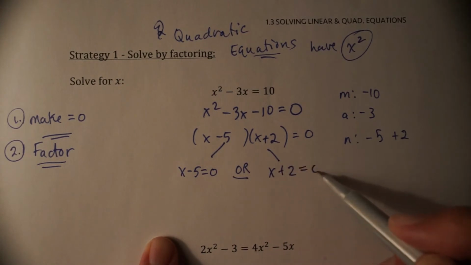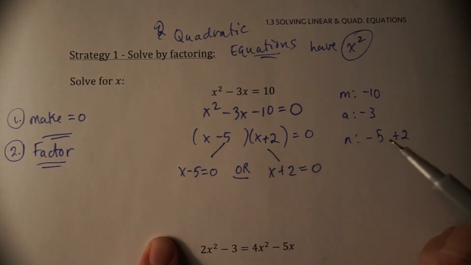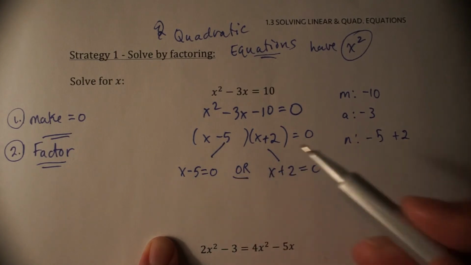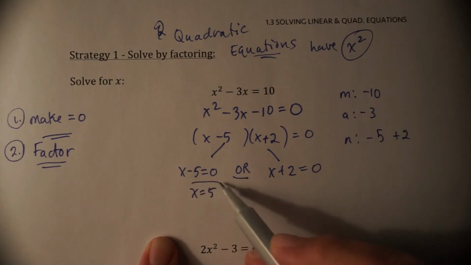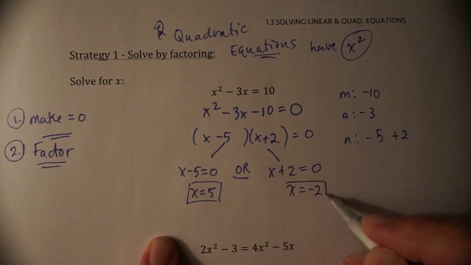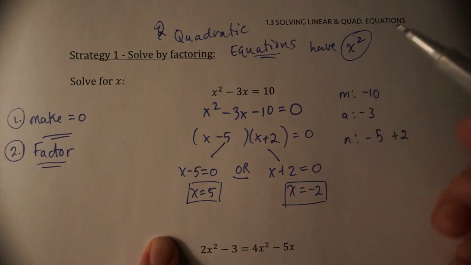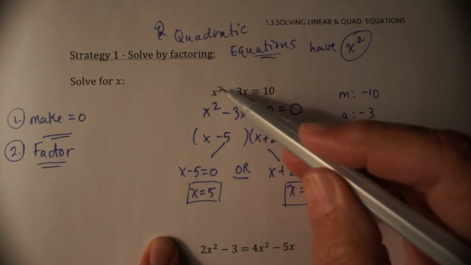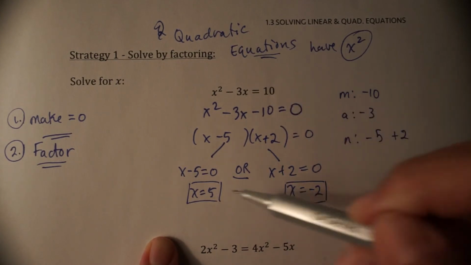There's no other choice. Now, what you have when you've got that far is, oh well, these are just miniature little linear equations. I can isolate this. That means x is equal to 5, or x is equal to negative 2. Both of those will solve my equation. If you put them back in here, 25 minus 15 is 10. Okay, that worked. Negative 2 squared is positive 4, plus 6 is 10 as well. So both of those are solutions.